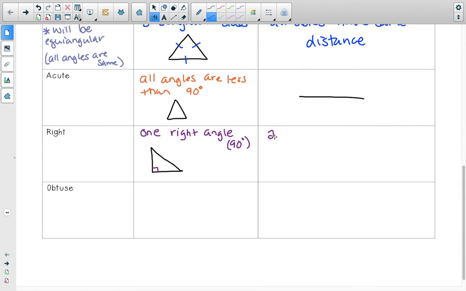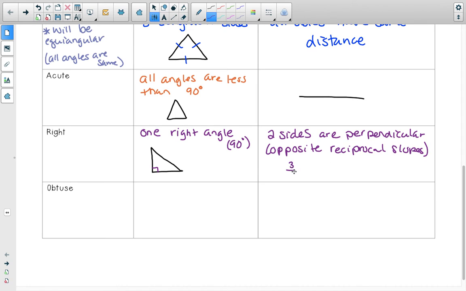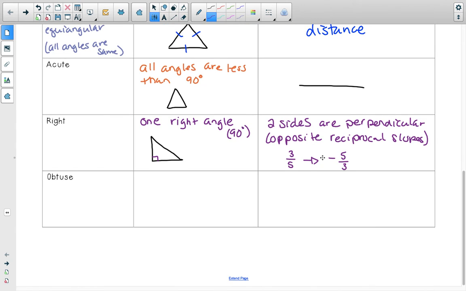We'll see that two sides are perpendicular, which means that they have opposite reciprocal slopes. So one might be a positive 3/5, the other would be a negative 5/3. Those would be opposite reciprocal slopes. We'll see that in the coordinate plane.